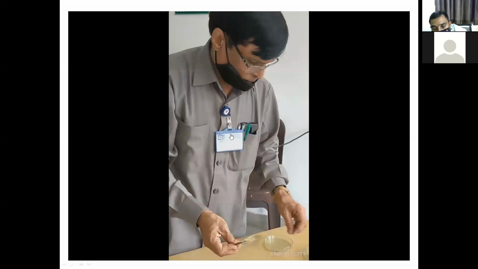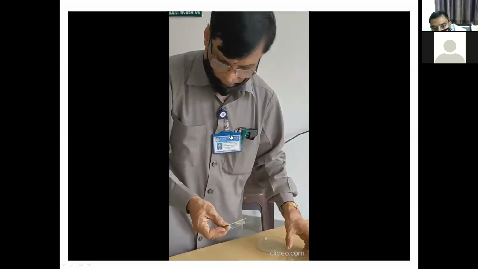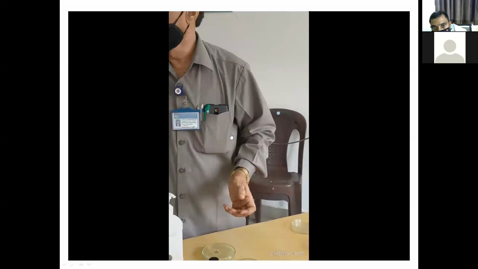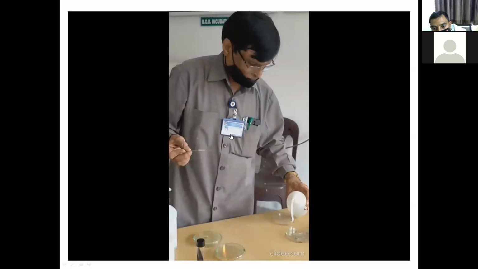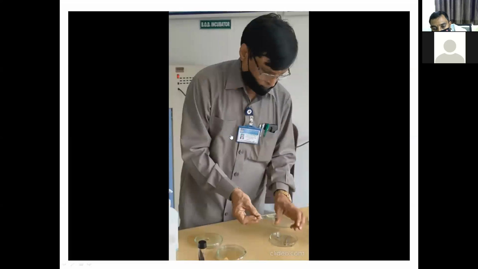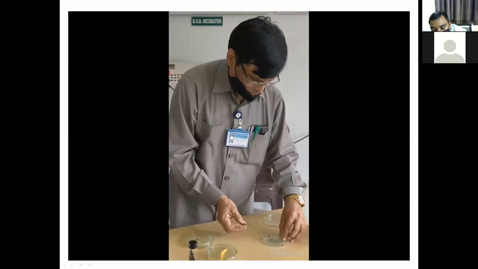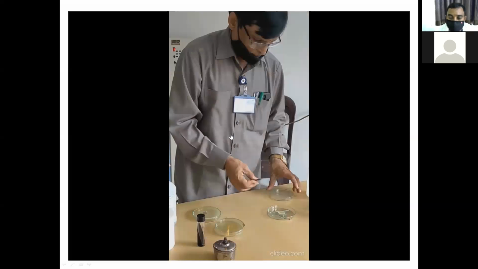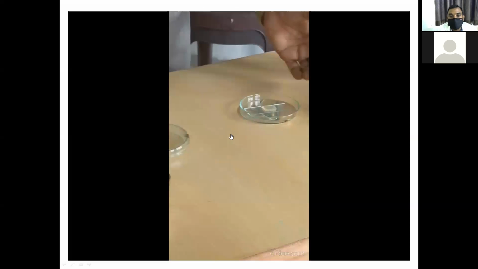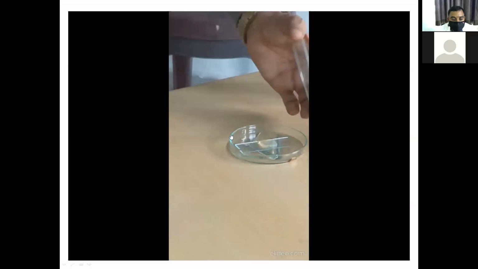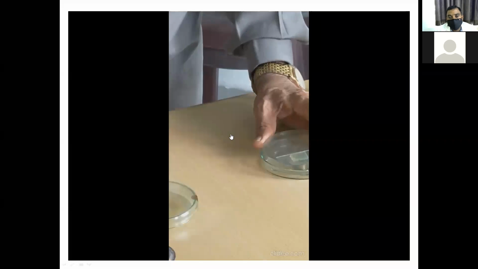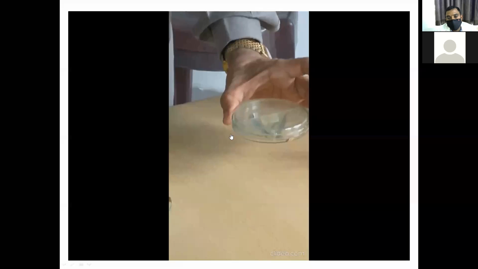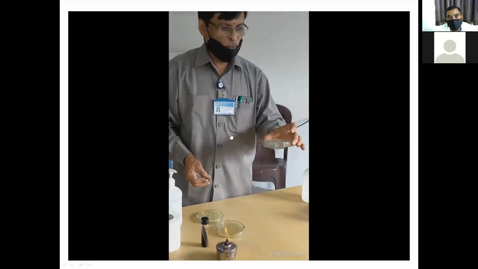Now, take distilled water in the plate, then keep it over the V-shaped glass rod, cover it with the other plate of the petri dish, and keep it in the incubator.